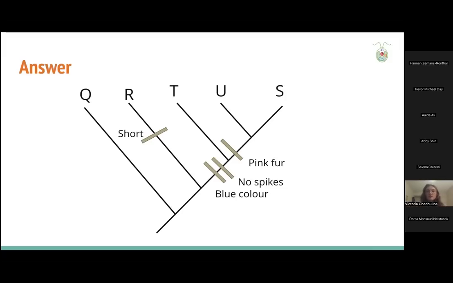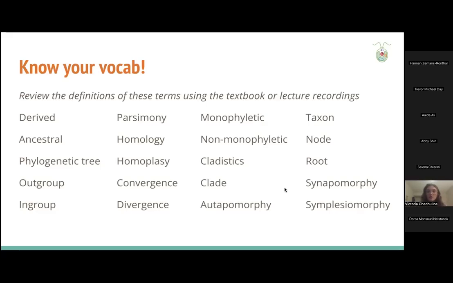This is just a skill that takes practice. So if you don't get it right away, that's okay. Just go back, do some practice questions. And yeah, I'll leave you off. The last slide is just a terminology slide. I'm not going to go through all of this, but this cycle just has a lot of vocab.